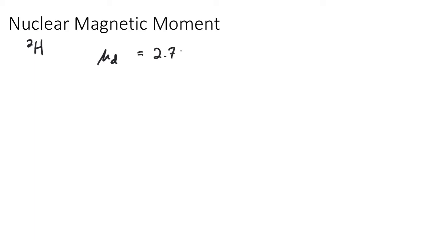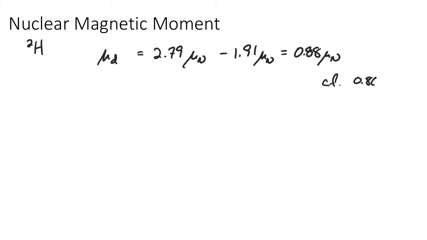So we would take 2.79 times the nuclear magneton for the proton and add the minus 1.91 nuclear magneton for the neutron to get a value of 0.88 nuclear magnetons for the deuteron, and that is close to the measured value of 0.86. We can also do another case for boron 10.